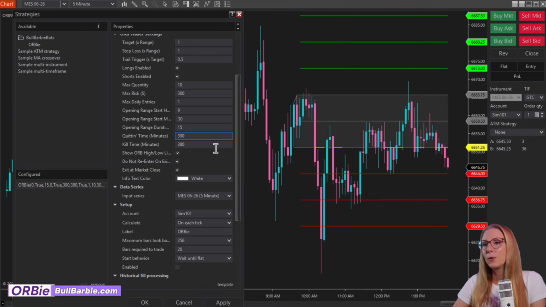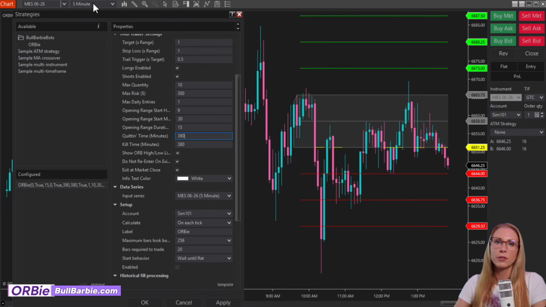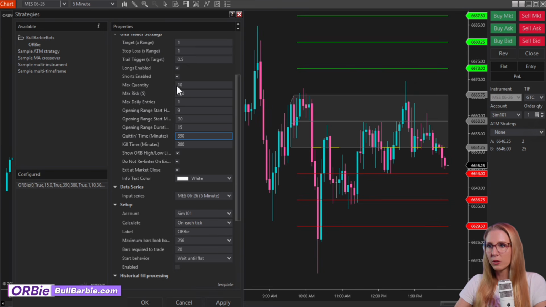So what this checkbox does is it's not going to re-enter on the same candle that it exits on. So if you're on a 1 minute chart, that's going to reset every 1 minute. If you're on a 5 minute chart, it's going to reset every 5 minutes. 1 minute's pretty fast. 5 minutes is pretty slow. But this is a little weirdness about how some NinjaTrader math works.